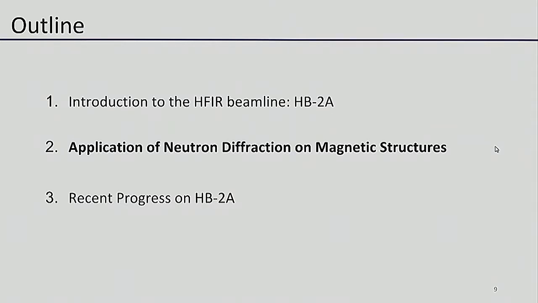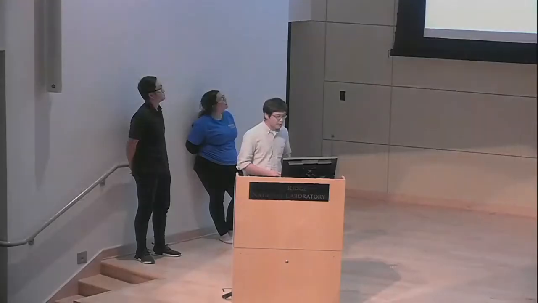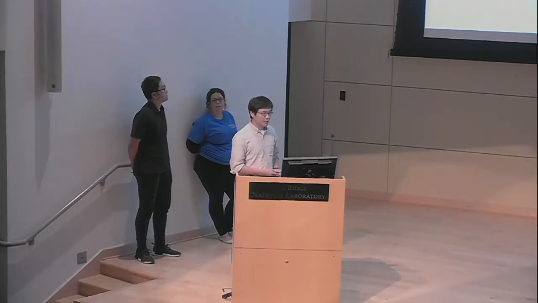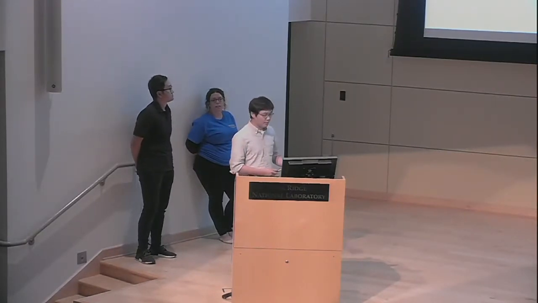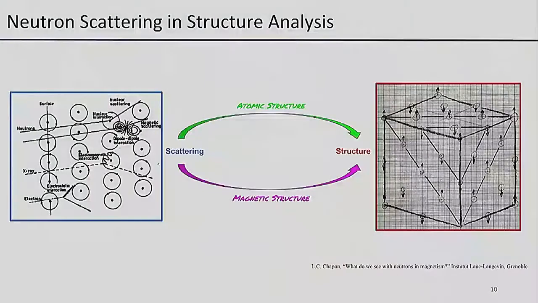And then in the next part, I'm going to talk about the experiment we did at the beamline. As we all know, neutrons can interact with the nucleus of the atoms and also the magnetic moment of the atoms. So from the scattering, we can learn the atomic structure and also the magnetic structure of a compound. In this way, we can have a whole picture of the crystal structure, and a better understanding of the properties of the materials we are going to study.